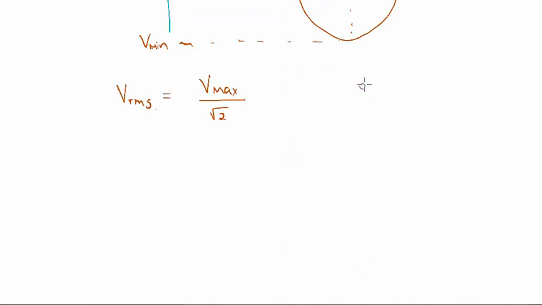Okay, let me show it mathematically. If volts is joules per coulomb and current is coulomb per second, then if I multiply these two values, the coulombs cancel out to give me joules per second. And that's exactly what power is.